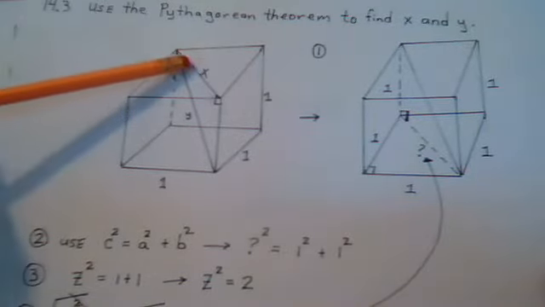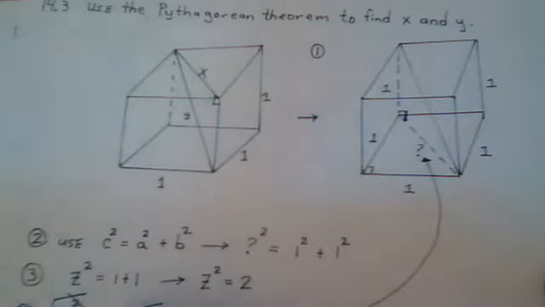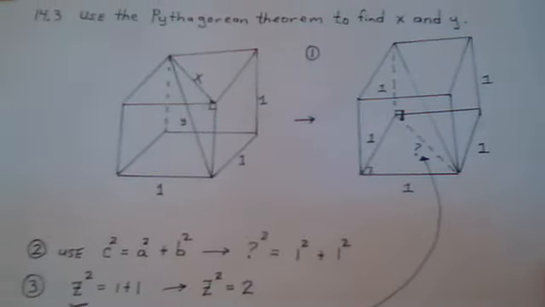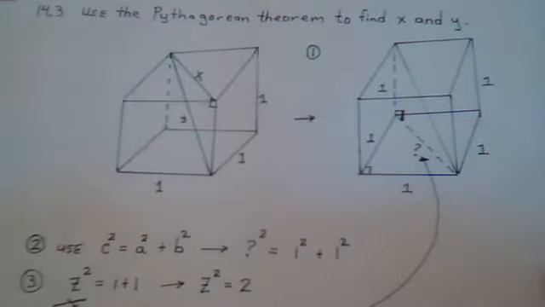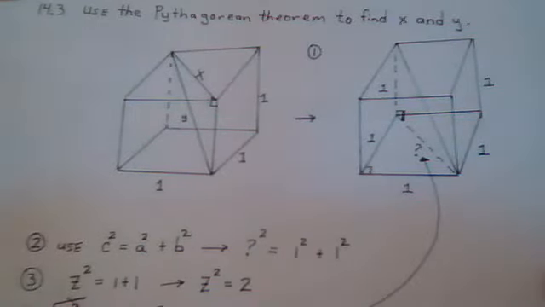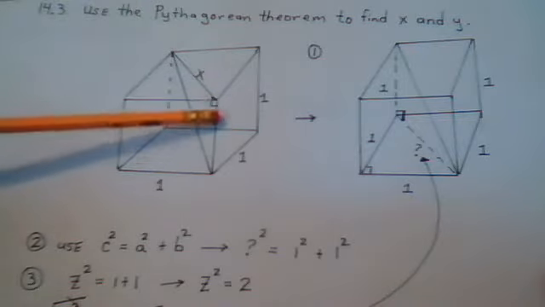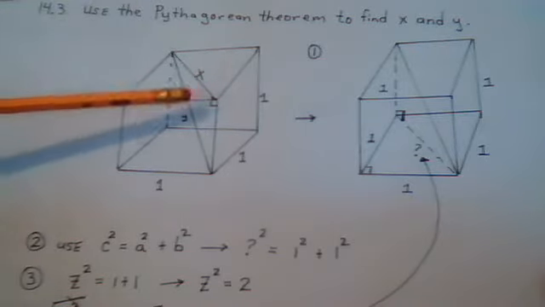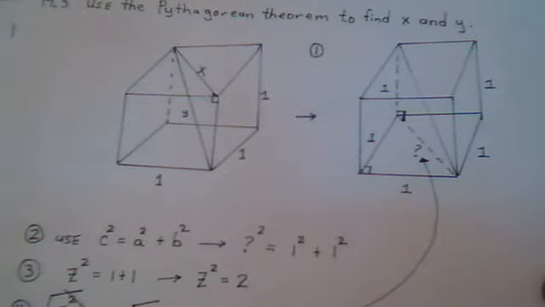But we can't use the Pythagorean theorem just now, because to use the Pythagorean theorem, two things should already be in place. It has to be a right triangle, which it is, but two sides have to be already given. And the only side we know is this one, which is going to be a 1. But we're missing two sides, so we cannot use the Pythagorean theorem just now.